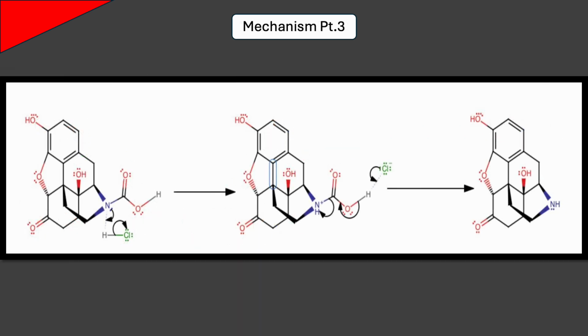Here, a carbamate is formed. This carbamate is extremely unstable, the specific structure right here, and will decarboxylate. Specifically, the lone pair on nitrogen will first protonate, forming the next structure, and this structure will then decarboxylate, forming noroxymorphone.